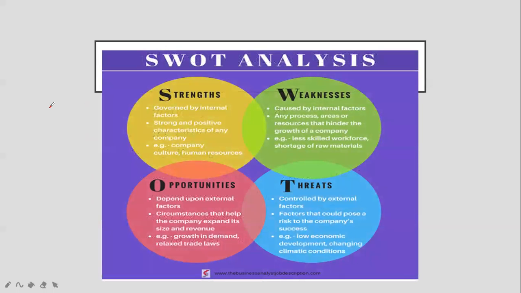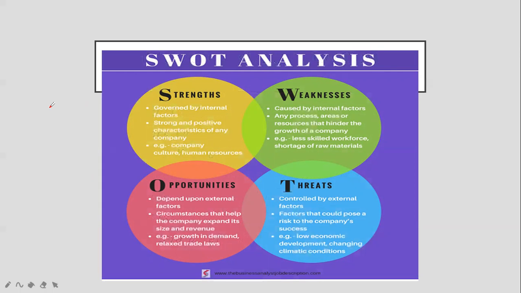Now let's go to the SWOT analysis. So unsa di ang SWOT? This is the acronym of strengths, weaknesses, opportunities, and threats. So when we say strengths, guys, this is governed by internal factors. So katong naa sa imuha, naa sa imong business internally, that is your strengths. Your strong and positive characteristic of any company.